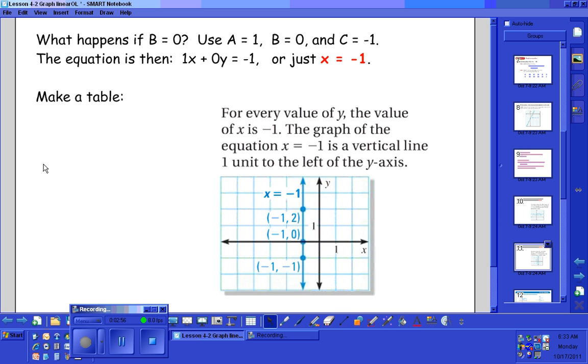And turn that around. What happens if b is equal to 0? Well, if you make up some ordered pairs here to solve the equation x is equal to -1, we would have ordered pairs such as (-1, 0), (-1, 1), (-1, 2), and so on. When you plot those on the graph, you will see that those make a vertical line 1 unit to the left of the y-axis.